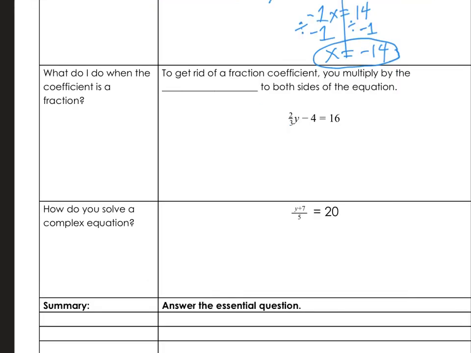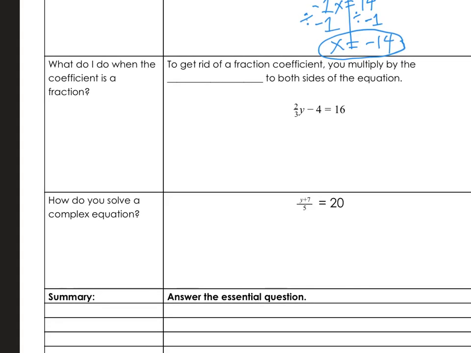What do I do when the coefficient is a fraction? To get rid of a fraction coefficient, you multiply by the reciprocal. Some teachers have called this the flip, if that helps you remember what to do, but the proper term for this is reciprocal. So we're going to treat it just like we did the other equations. So go ahead and draw a line through your equal sign.